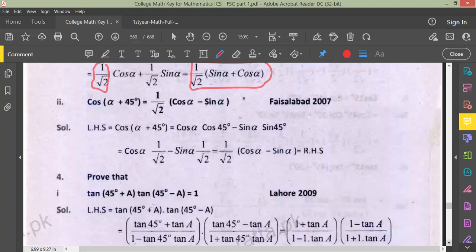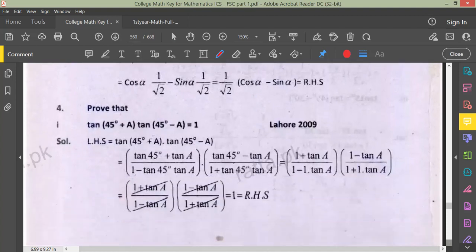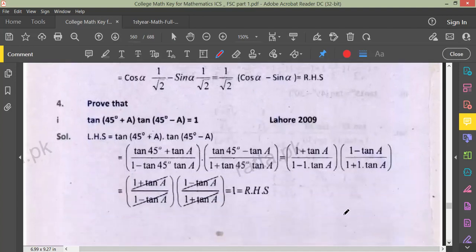Similarly, the second part of the third question will be the same. After question number 3, we will do question number 4, which is tan of 45 plus a times tan of 45 minus a, which will be equal to 1. So we have to prove that the left hand side of this question should be 1.